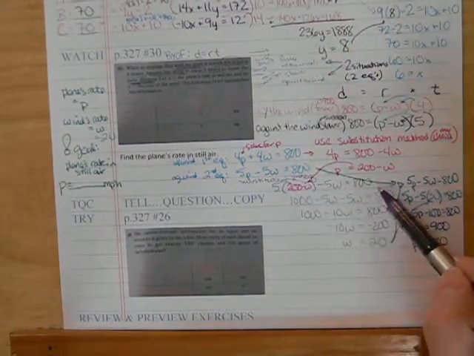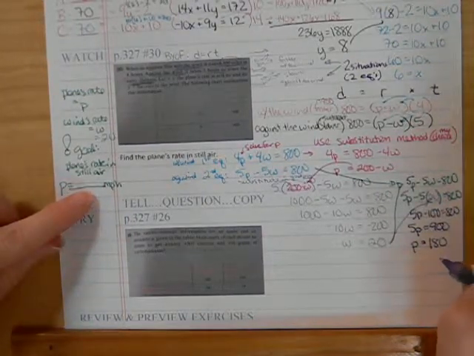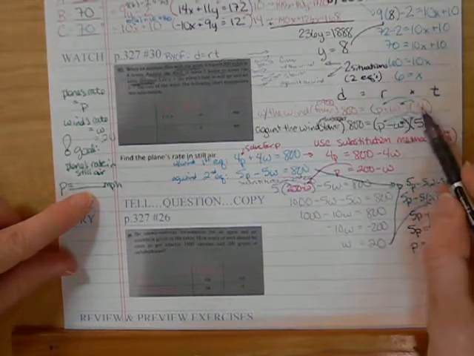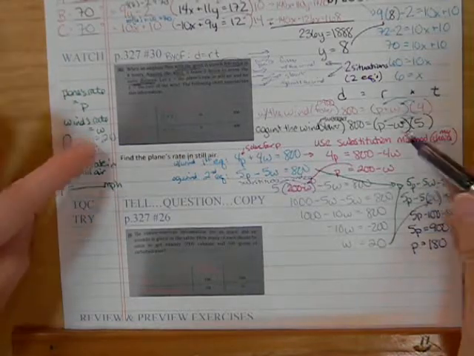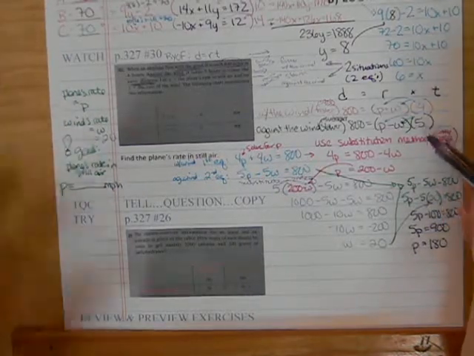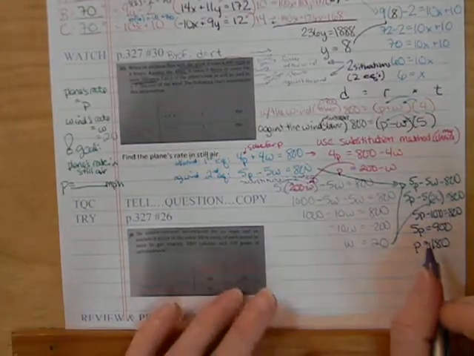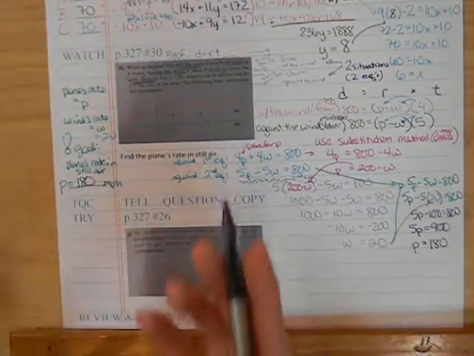Okay, so I'm just going to check this real quick here. So if 180 plus that is 200 times 4, that gives me the 800. And then 180 minus the 20 is 160 times 5, that does give us 800. So it is 180, so that's good. So I did that right. So the plane's rate is 180. Just wanted to double check that.